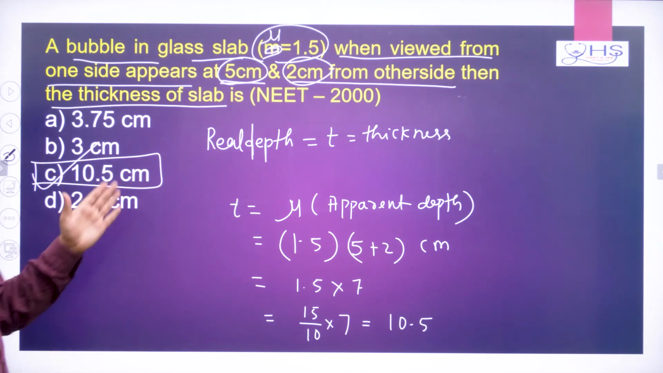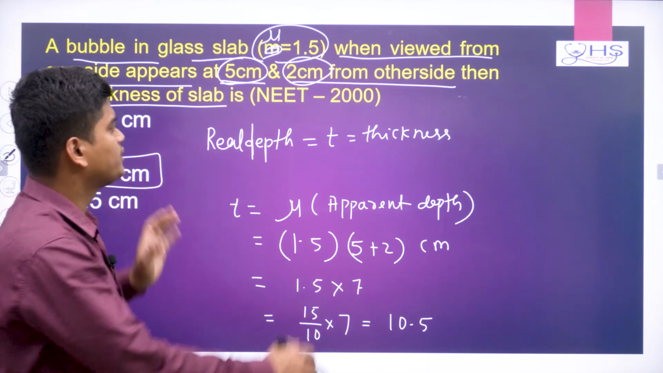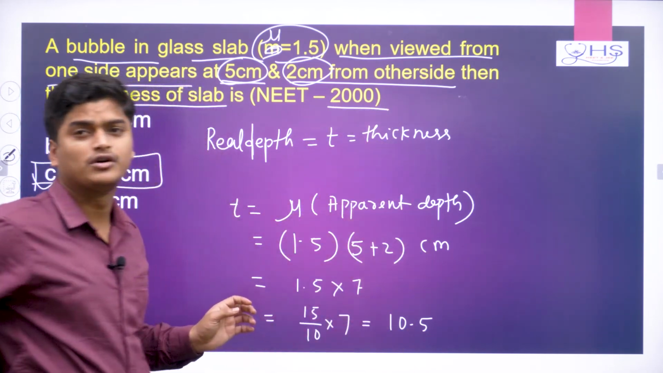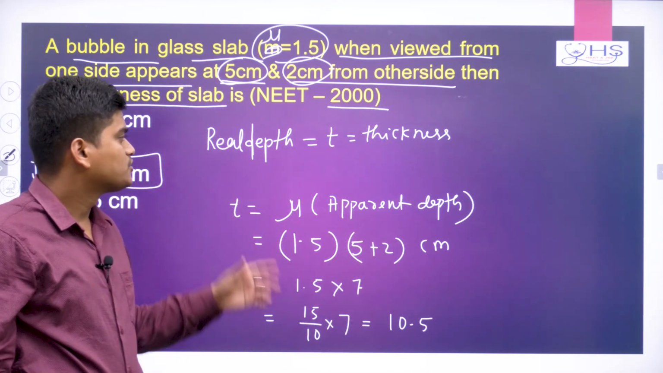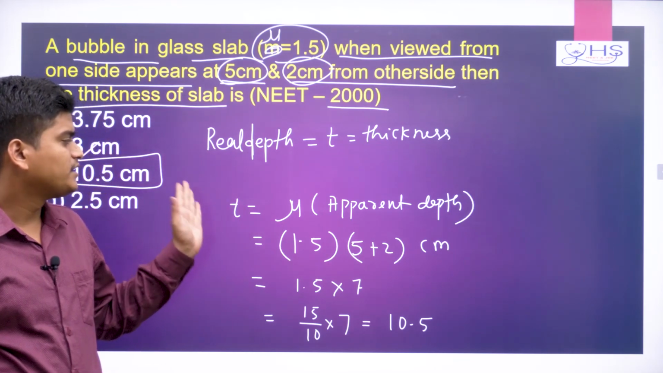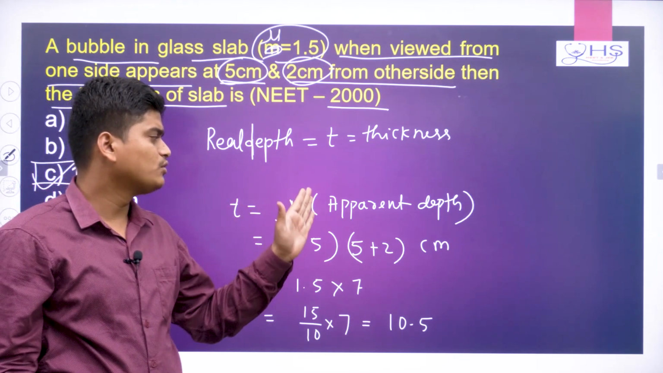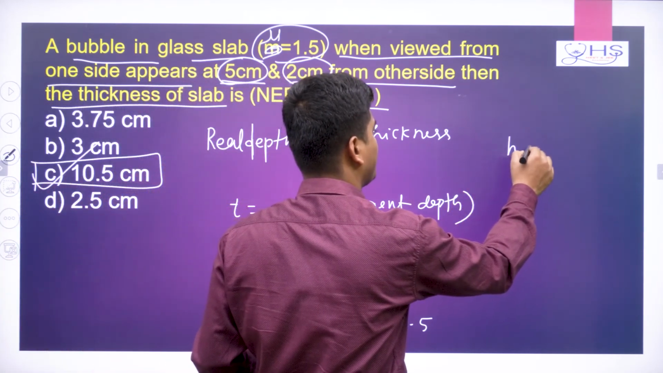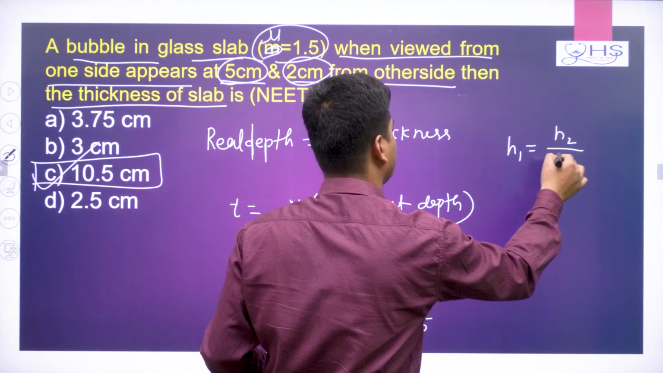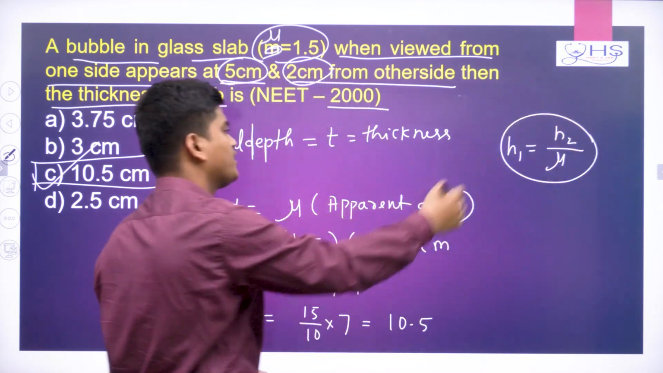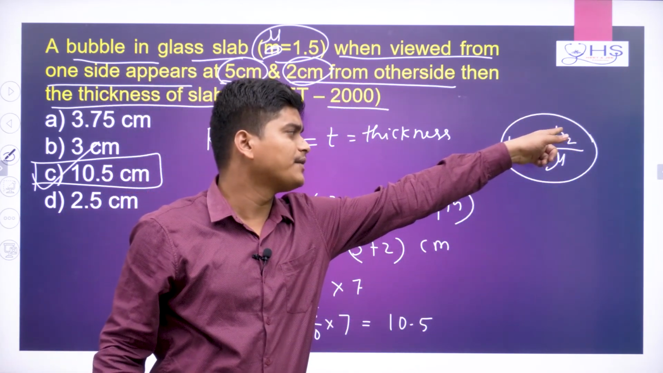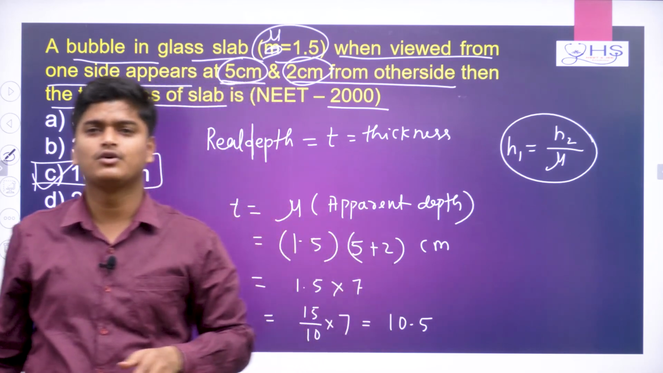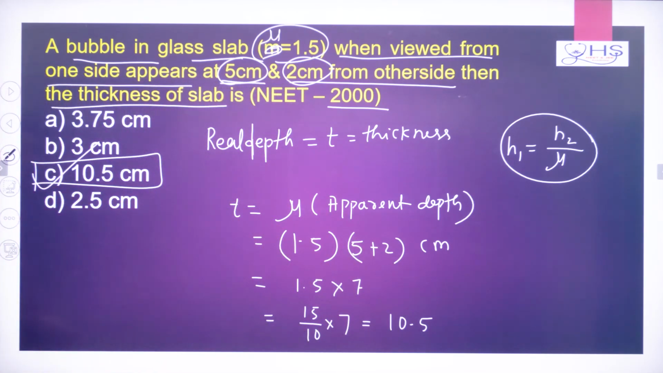Same question as we solved previously. It was asked in NEET 2000. So real depth is nothing but thickness, and to find it we use mu into apparent depth, because we already have the formula: apparent depth H1 equals real depth by refractive index. So when you are finding real depth, you have to multiply apparent depth into refractive index.